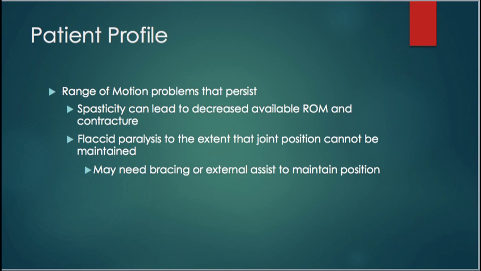We can also have range of motion problems that will persist. Spasticity or increased muscle tone can lead to decreased available range of motion and contracture. Joints that have contracture are unable to move through a full range of motion and can affect our ability to efficiently move throughout our environment. Flaccid paralysis, to the extent that joint position cannot be maintained, is also an issue. With the lower extremity, though, there are a lot of options for bracing or external assist to help maintain a functional position.